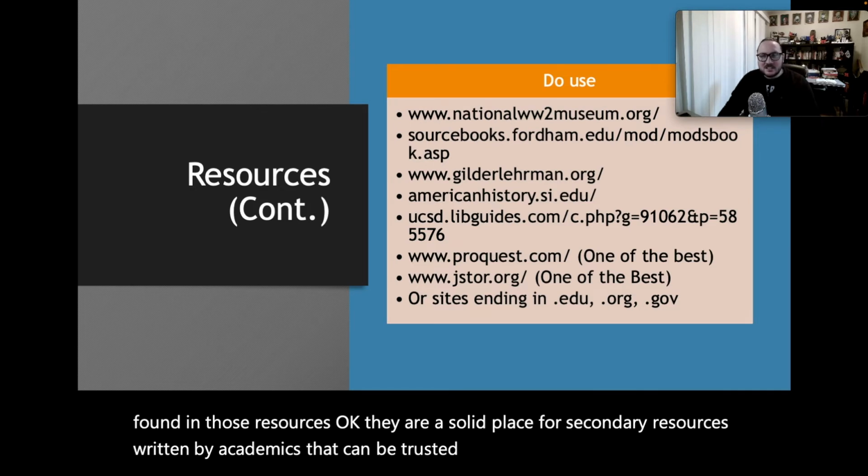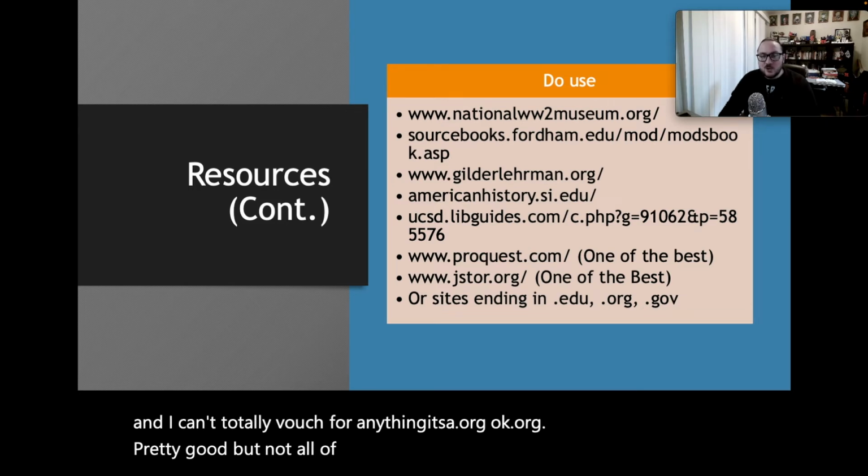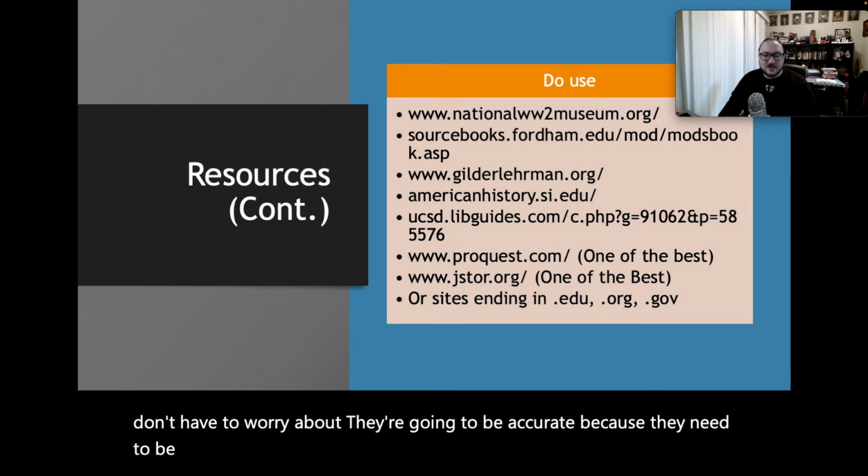Most other sites, I can't totally vouch for anything. If it's a .org, okay? .orgs are pretty good, but not all of them. But .edu and .gov are usually sources that you don't have to worry about. They're going to be accurate because they need to be accurate, especially government pages.